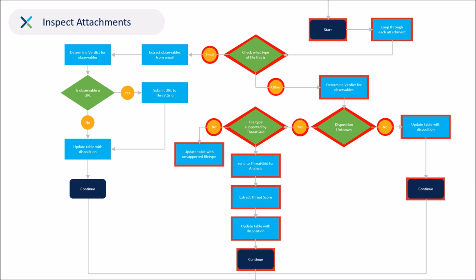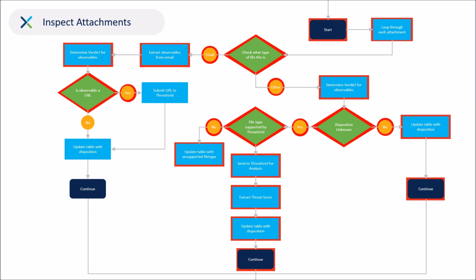If it's email, we're going to extract the observables from the email itself. We'll determine the verdict for each observable. If this is a URL, and any URLs that we analyze have a top level of 2 characters, we suspect that is a shortened URL, and we do some additional analysis. We look for the redirect and we analyze from there. But that'll be submitted if it's a URL to ThreatGrid.